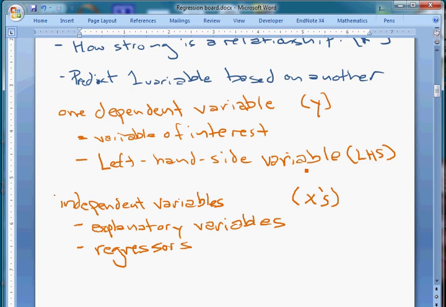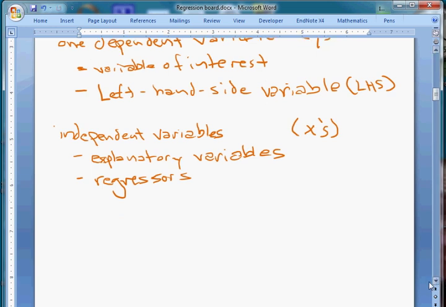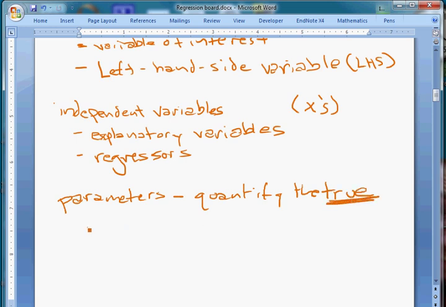Okay, so we have one dependent variable. We have one or more independent variables. And in addition to the variables, we have parameters. These parameters quantify the true relationship, just like before. They quantify the true relationship in the population. And what we're going to be doing is developing a model of a relationship, and then trying to make inferences about those parameters.